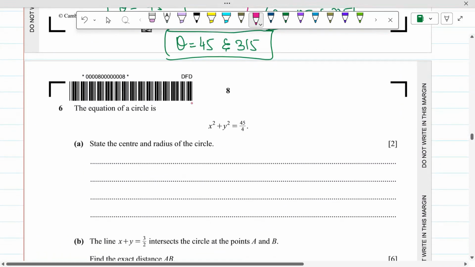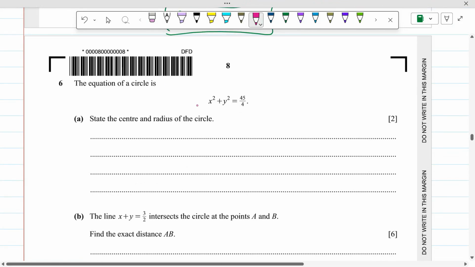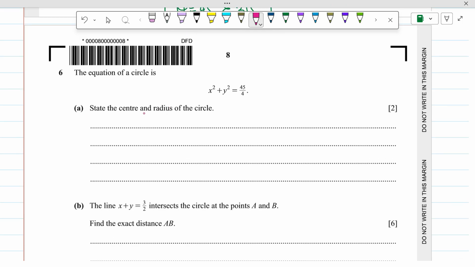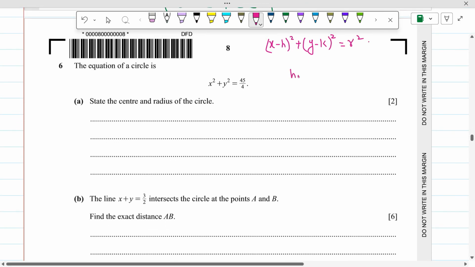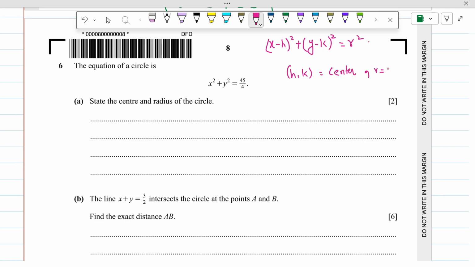Let's move to question number 6. The equation of the circle is x squared plus y squared equals 45 over 4. Part A: state the center and radius of the circle. We know that the circle equation is (x minus h) whole squared plus (y minus k) whole squared equals r squared. In this case, h and k are the center, with r equal to the radius.